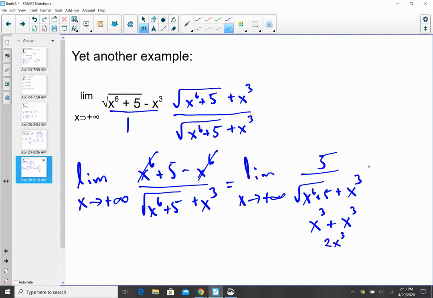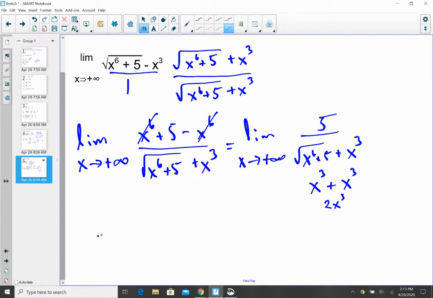All right, I got a little distracted here. So we're looking at the limit as x goes to infinity. We have 5 over 2x to the 3rd, and the power is bigger on the bottom, so the answer is 0.